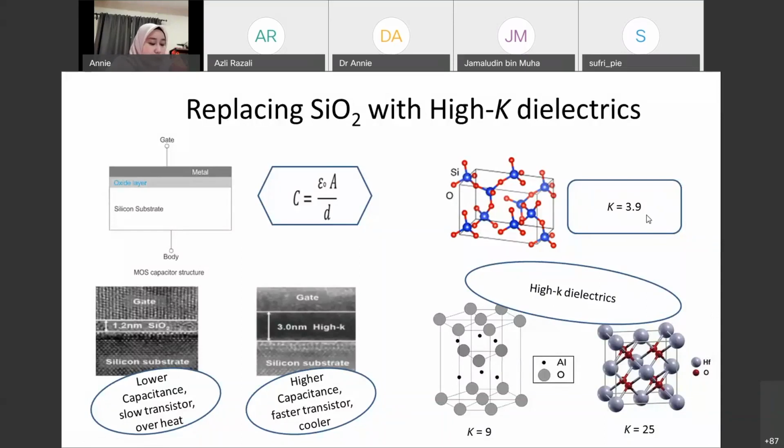A higher K value means a greater capacitance at greater thickness. So with greater capacitance, we can have a faster transistor, and a thicker dielectric will reduce dielectric leakage, hence a cooler device, and a long way to go for further scaling.